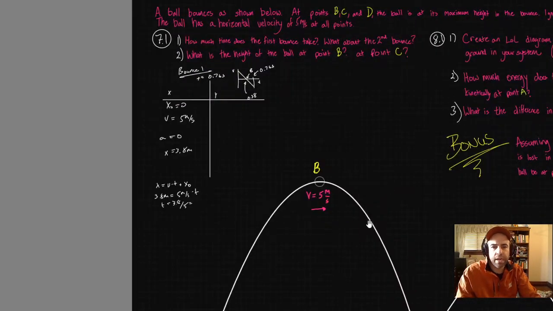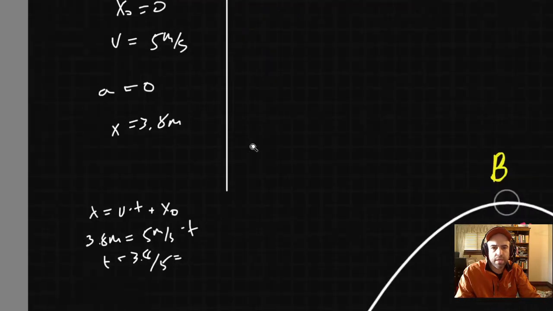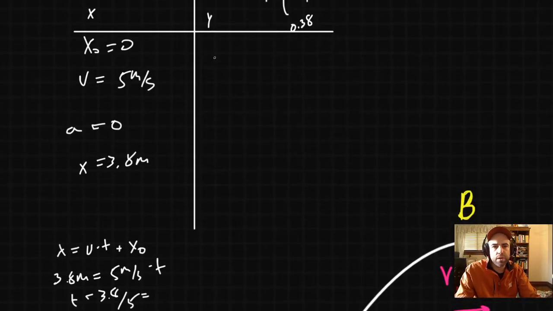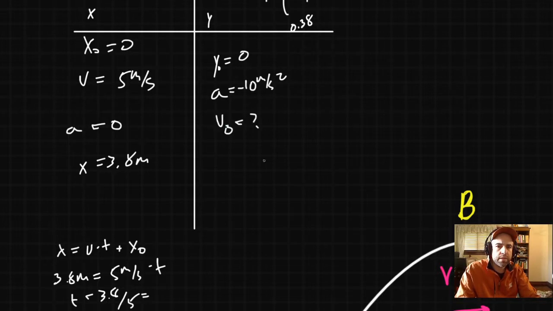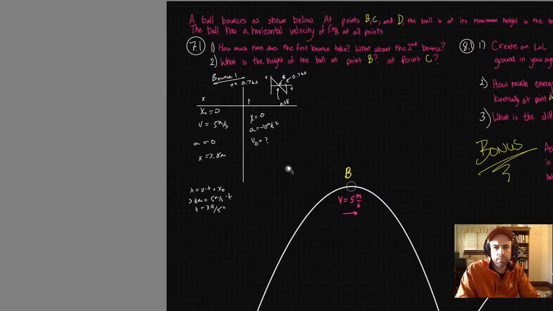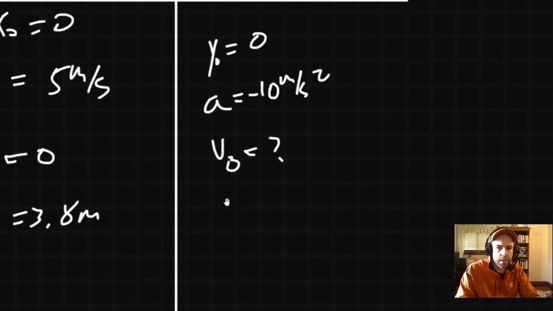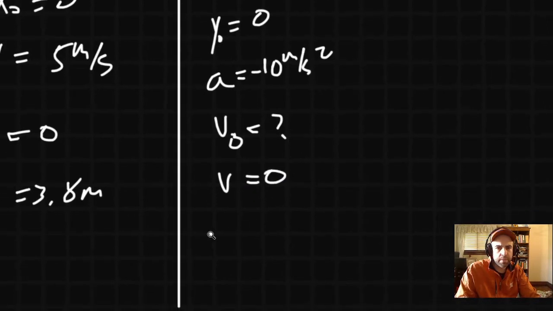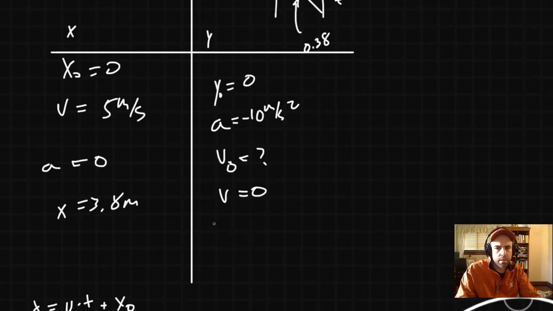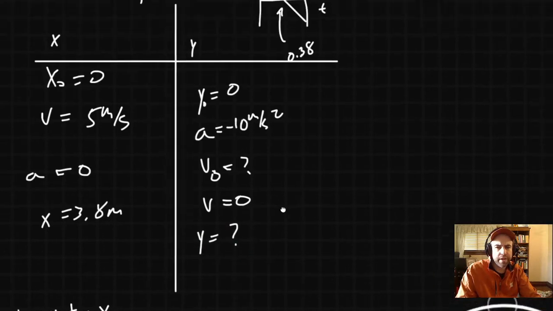So I need to figure out how tall it's going to be at 0.38. To figure that out, we're going to need all of our vertical stuff. Vertically, our initial position is 0. Our acceleration is -10 meters per second squared. Our initial velocity, we don't actually know, but we can find that out. And our final velocity here is 0. We know it's not moving up anymore at point B. And then its height, that's actually what we're trying to find.